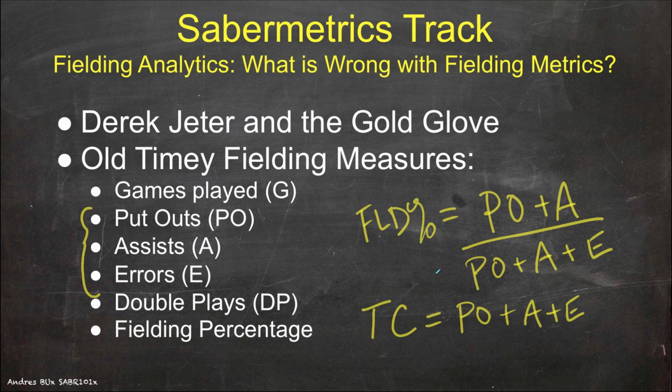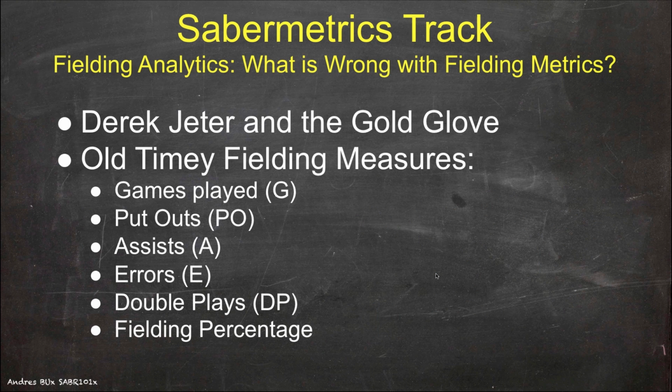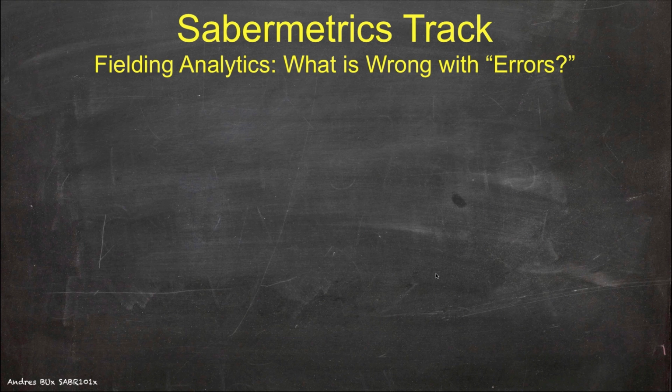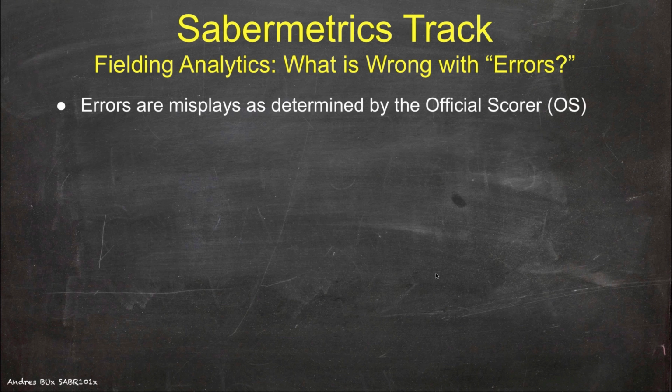Let's take a look at the problem with errors. What's wrong with errors? Now, errors are defined in the rule book as misplays as determined by the official scorer. So an error allows a batter or runner to reach base or continue their at-bat. And this happens in the case of dropped foul pops. If you drop a foul pop that should have been caught, that's going to be called an error by the official scorer.